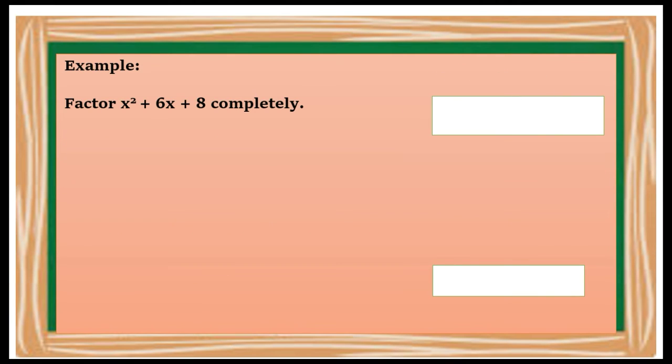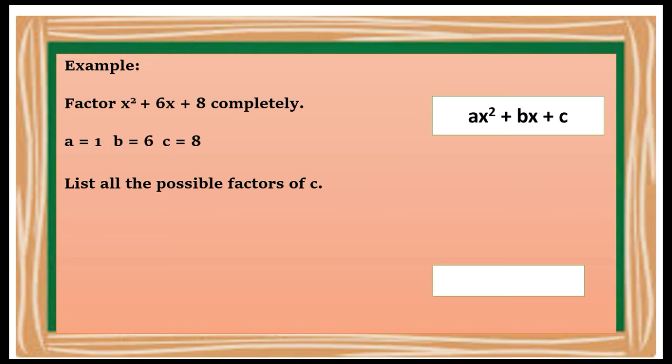For example, factor x squared plus 6x plus 8 completely. So this is in the form of ax squared plus bx plus c. And the value of a is 1, the value of b is 6, the value of c is 8.